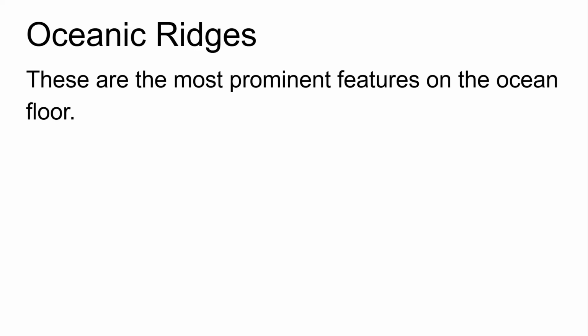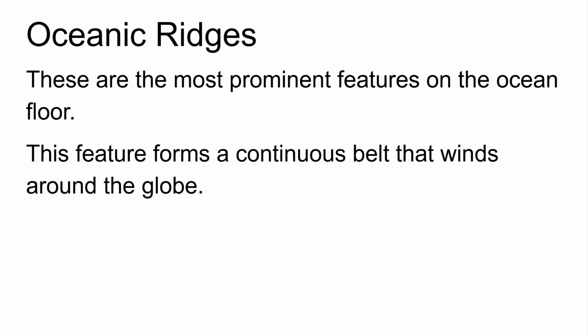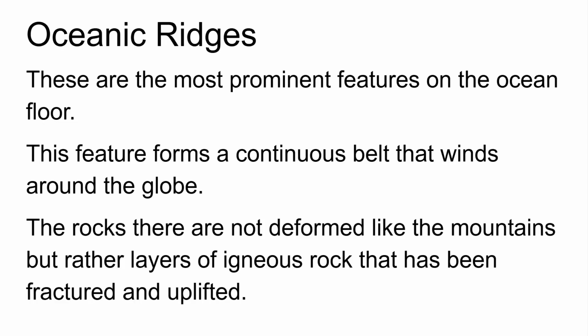And then we have the most prominent feature here, the oceanic ridges on the ocean floor. These form a continuous belt that winds around the globe, and it's like a mountain chain along either side of this ridge, but it's not like deformed rock that's been squeezed and forced up through tectonic activity. It's actually layers of igneous rock that comes up and gets uplifted and done in layers like that. So it's not like the mountains we have on the continents.